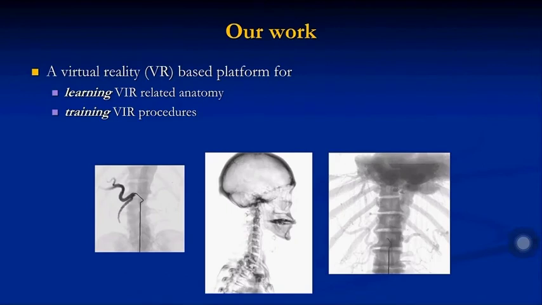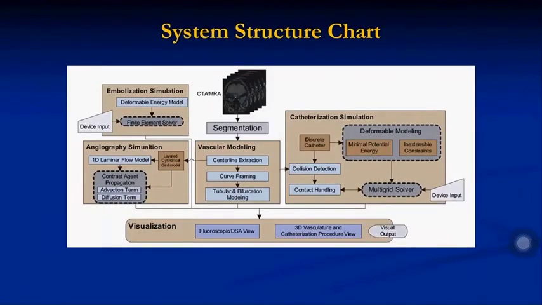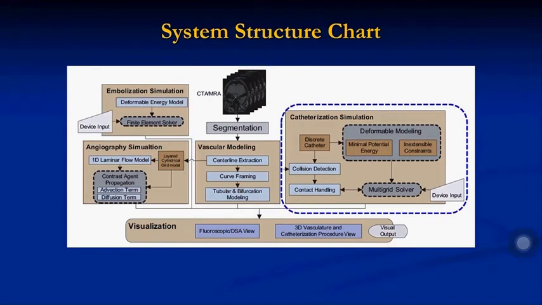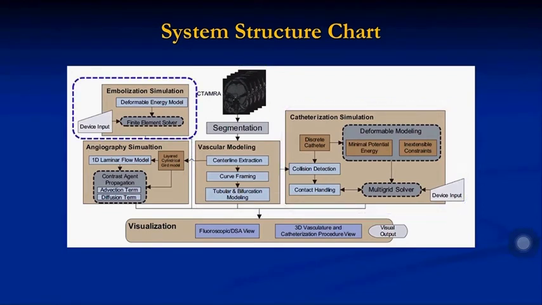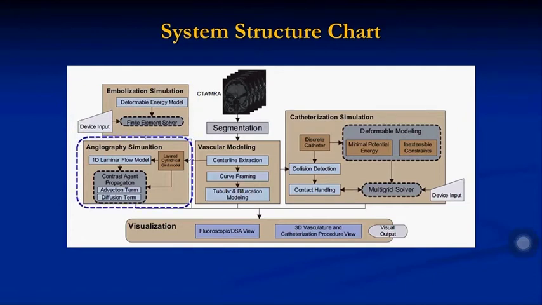In our work, we try to construct a virtual reality-based platform for learning the related anatomy and also training related procedures. Here is the system chart for such simulators. We need to construct the segmentations. The input is CTA or MRI data. We need to do vascular modeling that includes centerline abstraction and so on. The second component is the catheterization simulation. The third component is the embolization simulation, and also the angiography simulation.